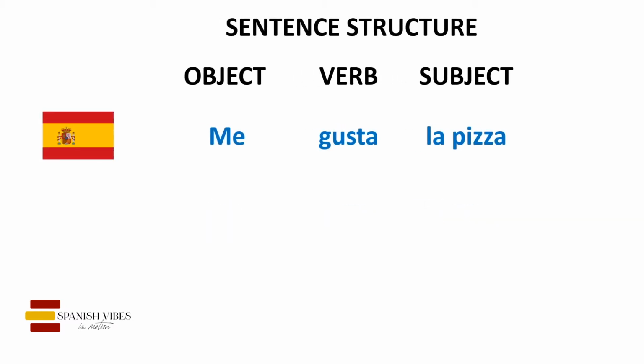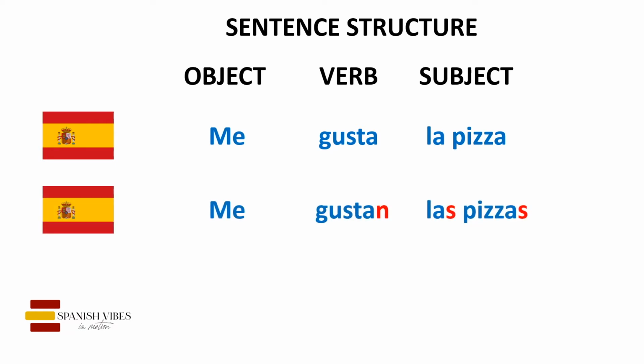In Spanish, the sentence structure works as follows. The object pizza in the English sentence becomes the subject, and the subject becomes the object. The verb is conjugated in the third person that can be singular if there is a single subject, or plural if there are multiple subjects. As you can see, for building this type of sentences, we replace the subject pronoun by the object pronoun.